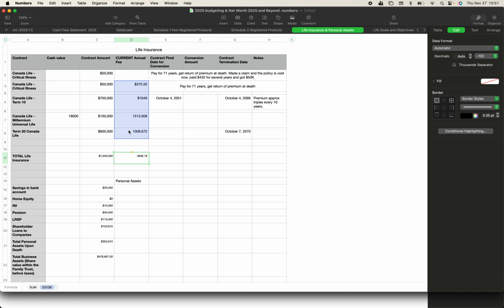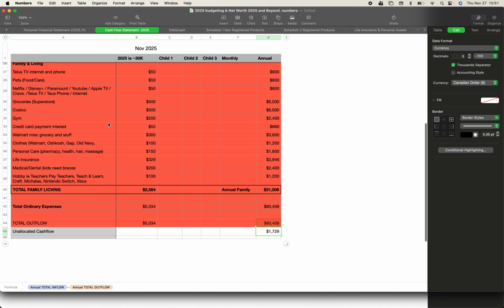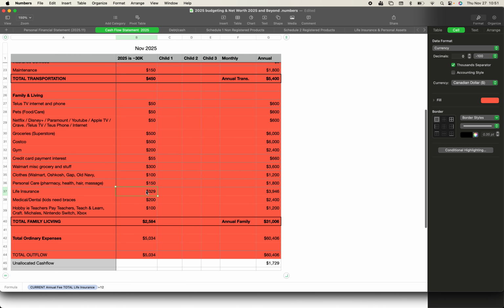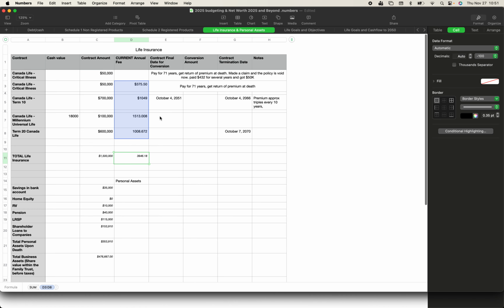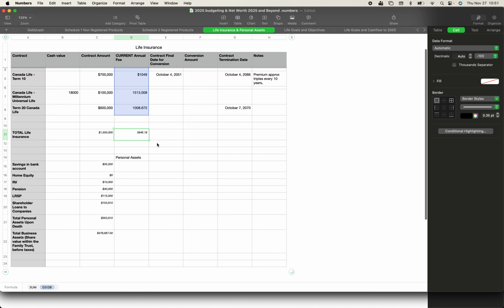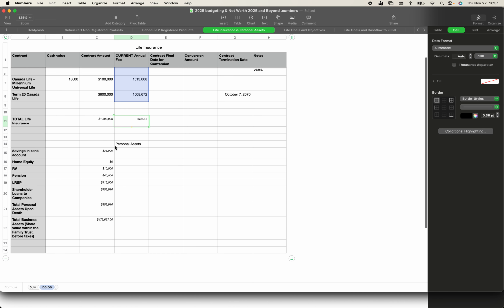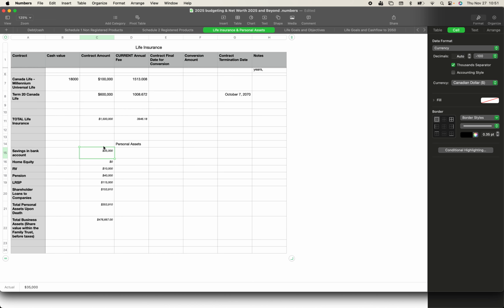Hopefully you have some life insurance. This person has an annual premium of almost $4,000 a year in life insurance, so that should be reflected here as well. Yeah, there it is. There's the annual premium. Because if you die, if you've got dependents or debt, you don't want them to experience additional hardship along with the loss of you as an important person in their life.